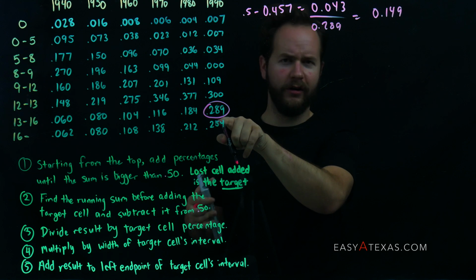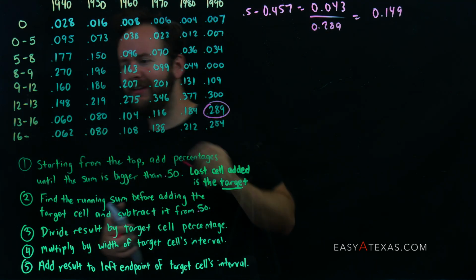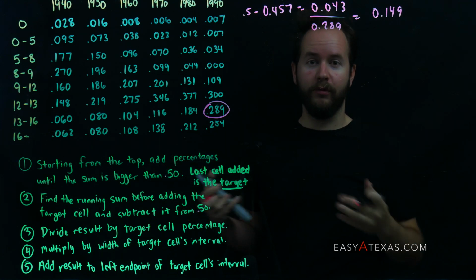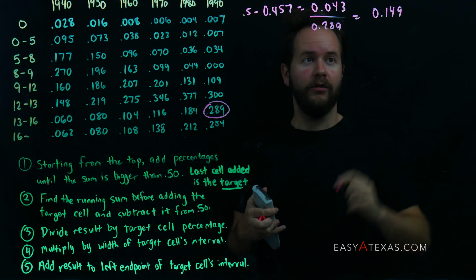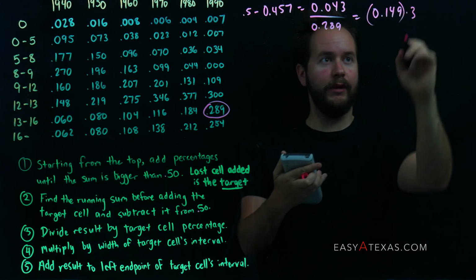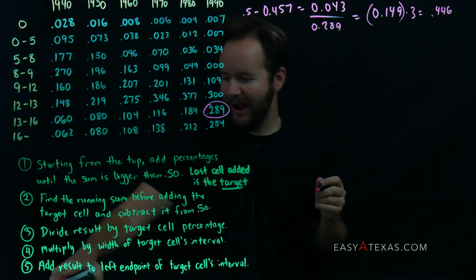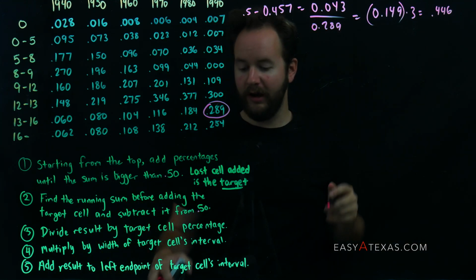What do I mean by the width of the target cell's interval? Well, this is the target cell. We come all the way over here and look at this interval, 13 to 16. That interval has a width of 3, since 16 minus 13 is 3. So we're going to take that result and multiply it by 3, and that gives me 0.446.